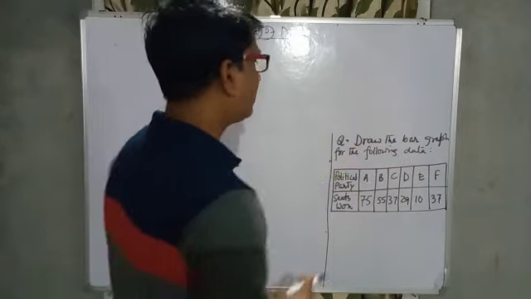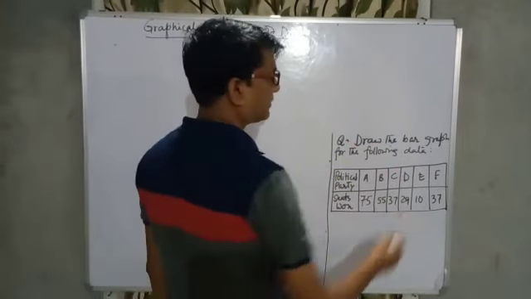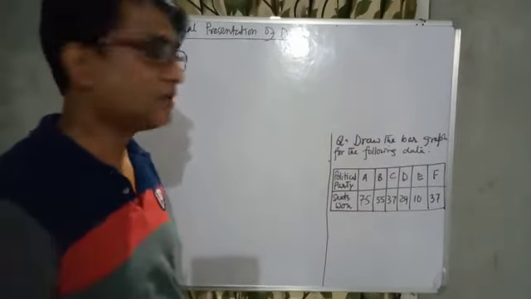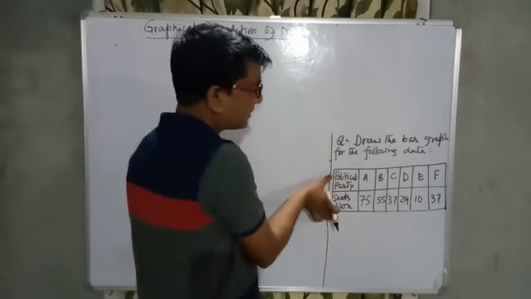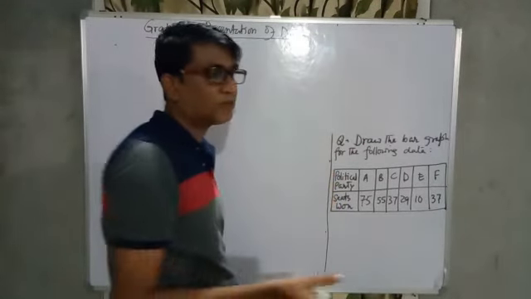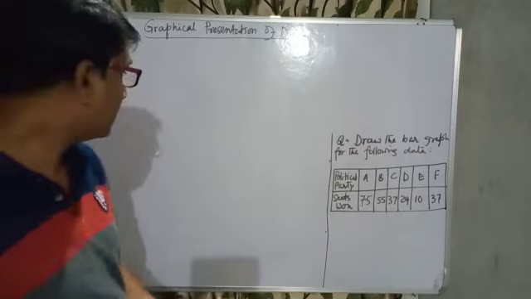Draw the bar graph of the following data. This is categorical data, and we have to represent this data with the help of a bar graph. For this, what do we have to do? We have to draw the x-axis and y-axis.